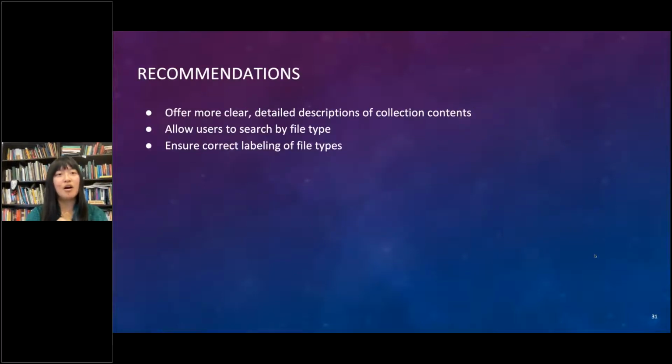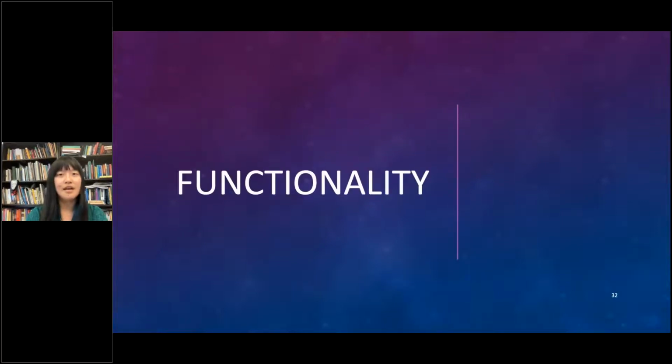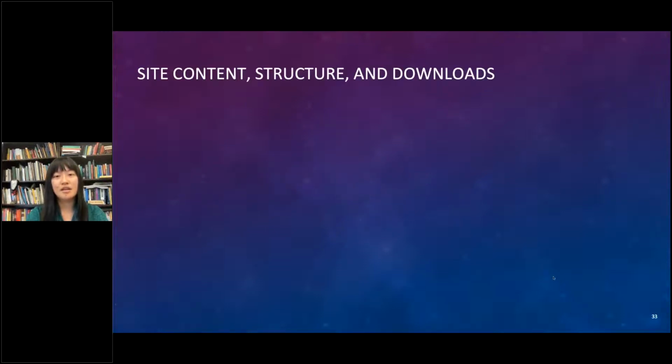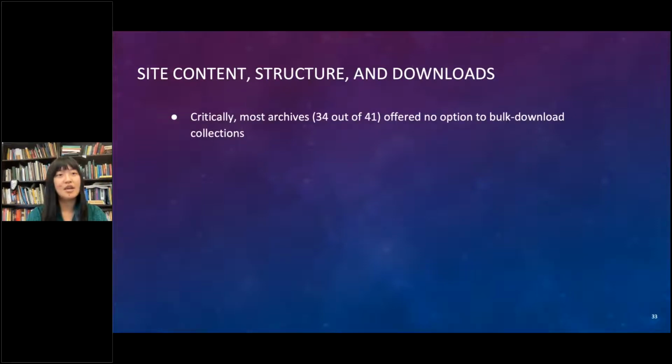Okay, so our recommendations for that: we recommend that archives offer more clear and detailed descriptions of collection contents and more consistent metadata, allow users to search by file type, and ensure the correct labeling of file types. So the last thing we looked at in archives was the functionality. One thing we looked at for this was the site content, as well as the structure and the download abilities. Critically, most of the archives we looked at offered no option to bulk download collections.